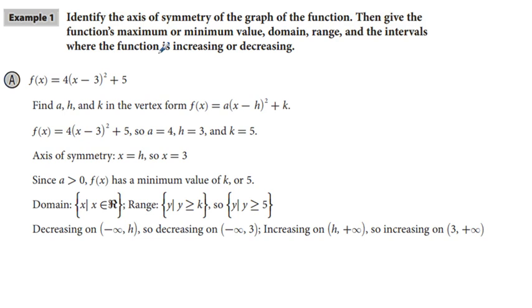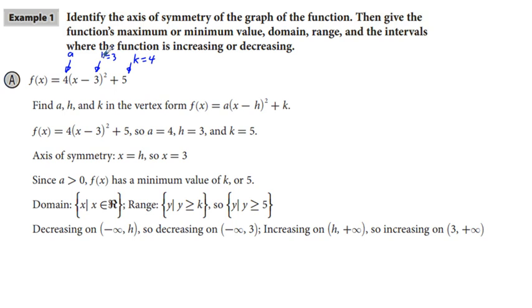Okay, here we have example 1. Identify the axis of symmetry on the graph of the function, then give the function's maximum or minimum value, domain, range, and the intervals where the function is increasing or decreasing. So this gives us all of what we've seen before. We have our a value here. We have h is equal to 3. We have k is equal to 4.